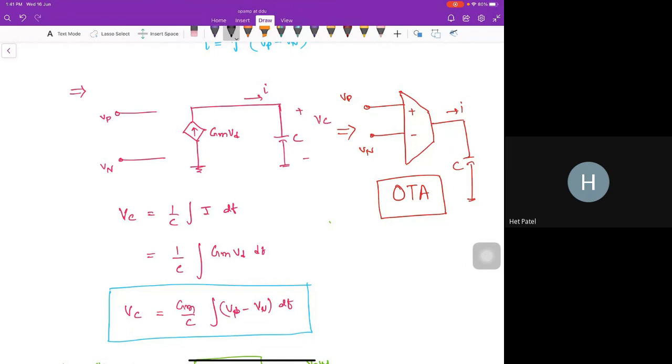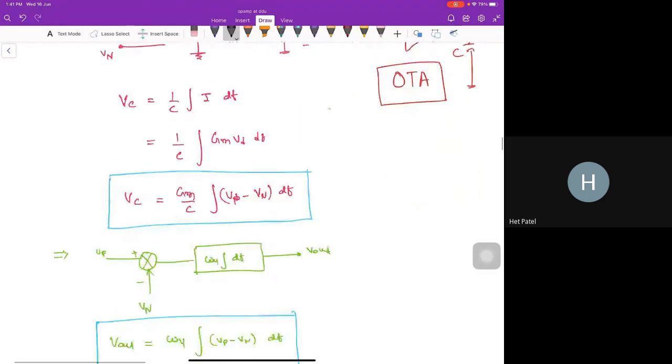This is not an op-amp. This is a simple OTA. It has some non-idealities. We will go step by step. So if we derive the expression here, the final expression is Vc equals 1 by C integration of I dt, but I is nothing but GM into VD, and VD is nothing but Vp minus Vn. So we will get Vc equals GM by C integration of Vp minus Vn dt.